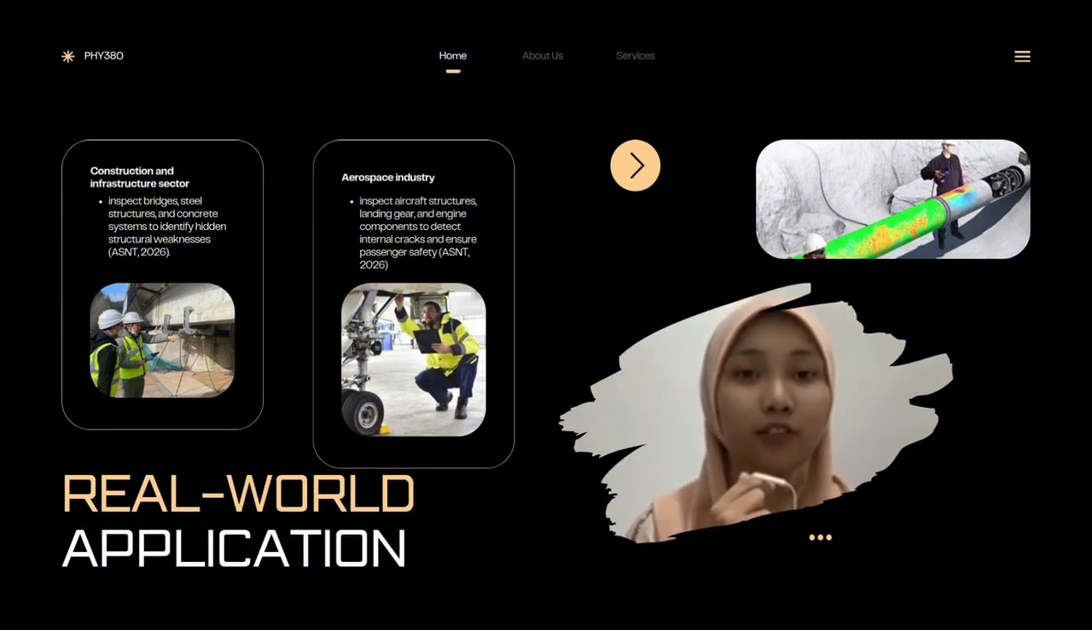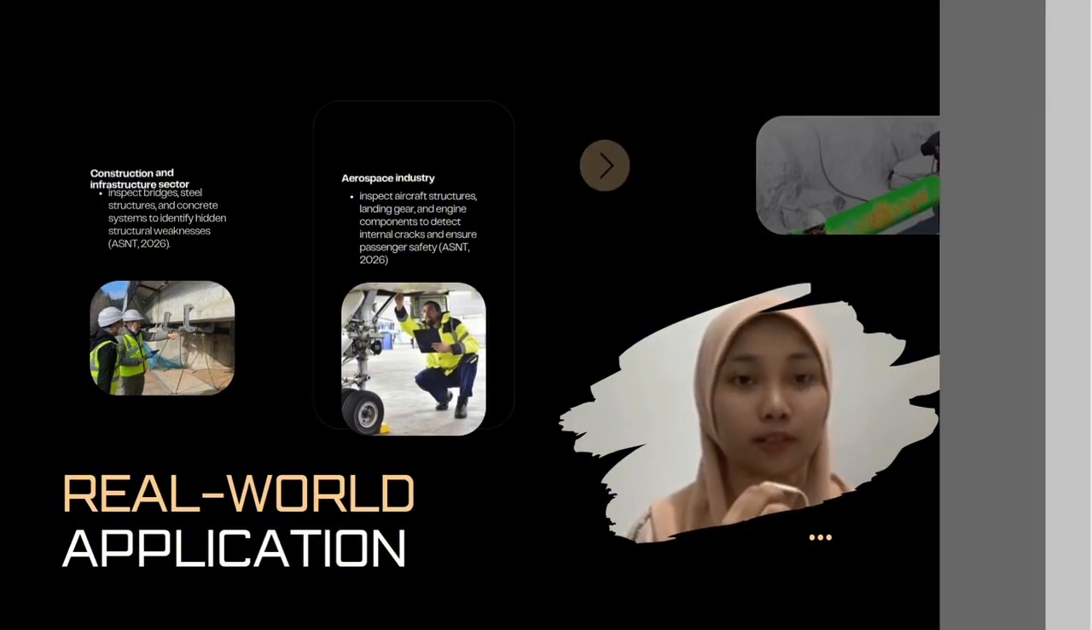In manufacturing, ultrasonic testing helps inspect metals, pipes, and industrial components during production to ensure product quality and structural reliability. In the construction and infrastructure sector, ultrasonic methods are used to inspect bridges, steel structures, and concrete systems to identify hidden structural weaknesses before major failures occur.